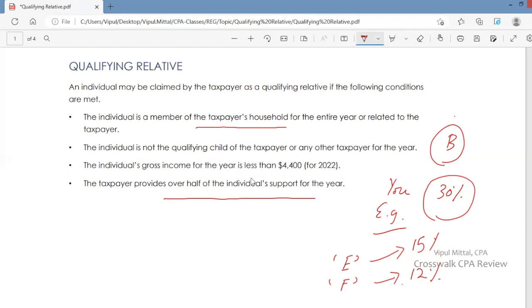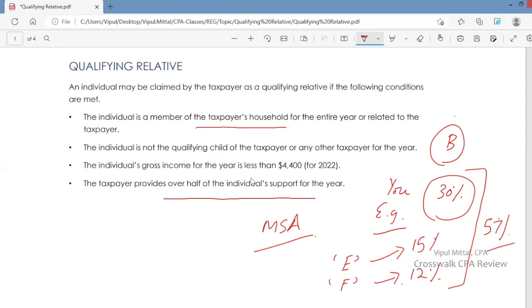So now you alone do not provide more than 50% of the individual's support, but you, along with E and F, provide more than 50%. Yes, you three together provide 57%. This is more than 50% of B's support. Now, in such a case, you have to consider rules regarding multiple support agreement to check whether you meet this condition or not.